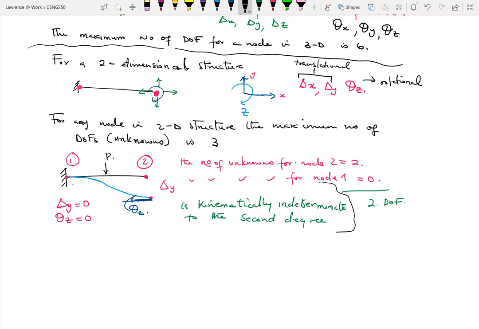Any questions? Yes, please. The node 1. Yeah. Please, you said the number of unknowns for node 1 is equal to 0. Yeah. Isn't it 1? Explain why you think it's 1. Because there's one node there.